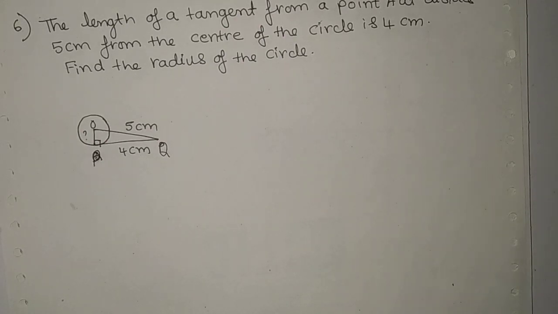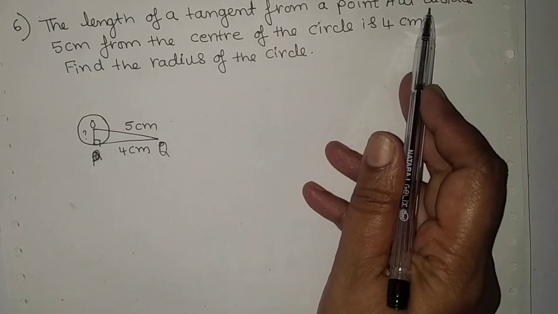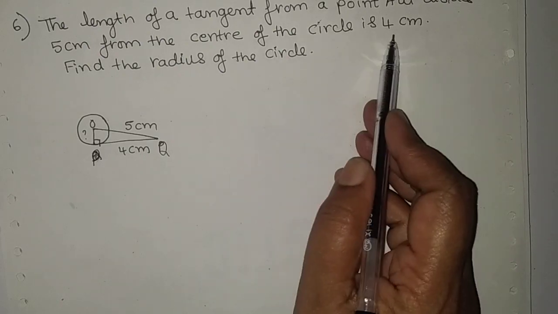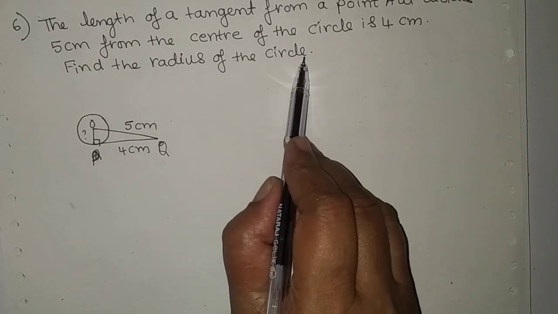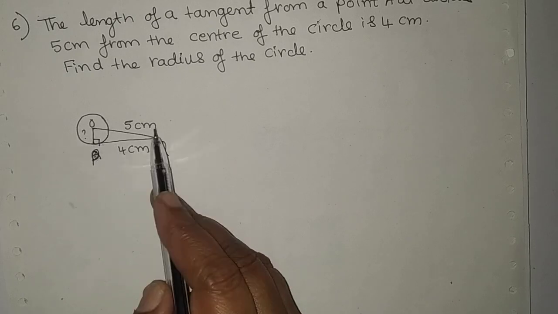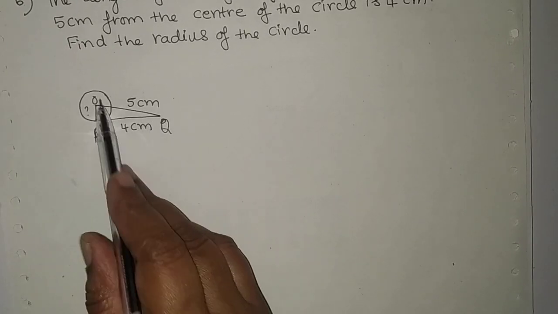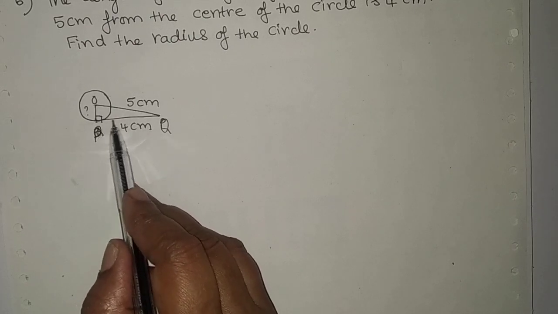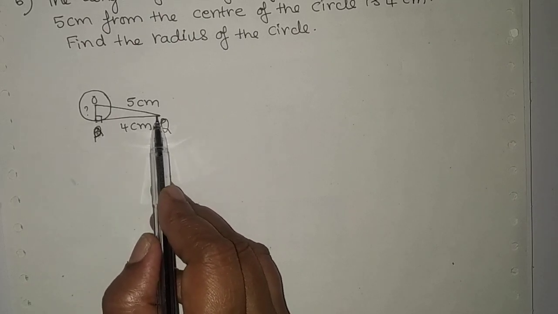Sixth problem: the length of the tangent from the point A at a distance 5 centimeters from the center of the circle is 4 centimeters. Find the radius of the circle. So here is a circle and the length of the tangent. Draw this circle, then draw a tangent, that is PQ.